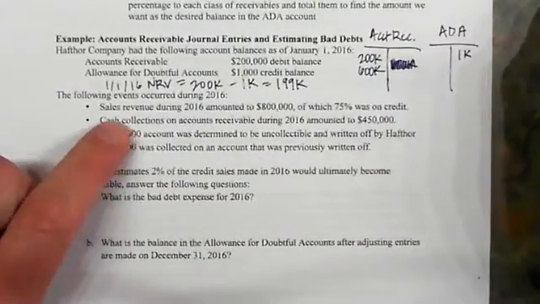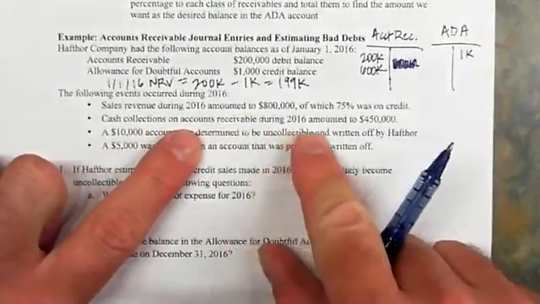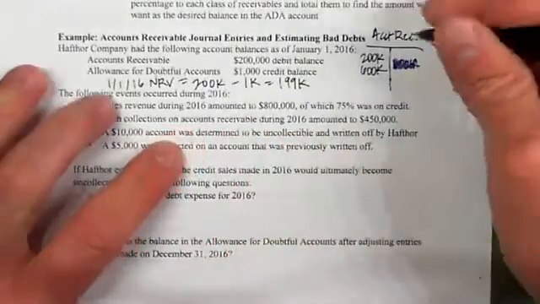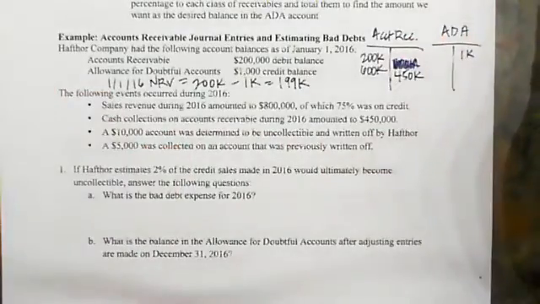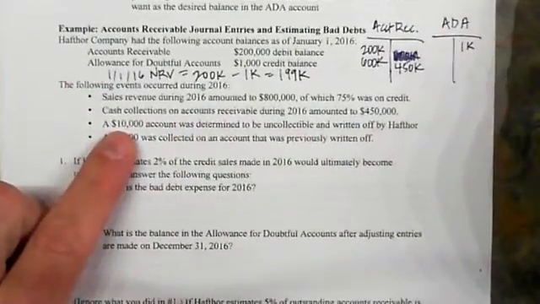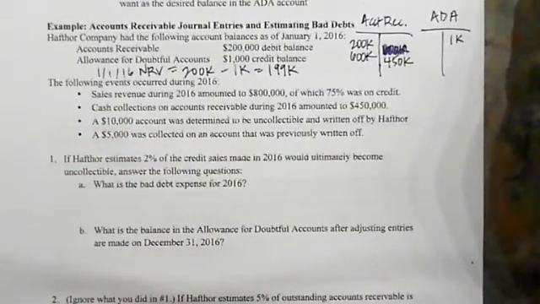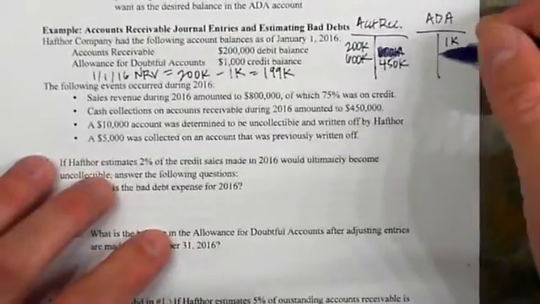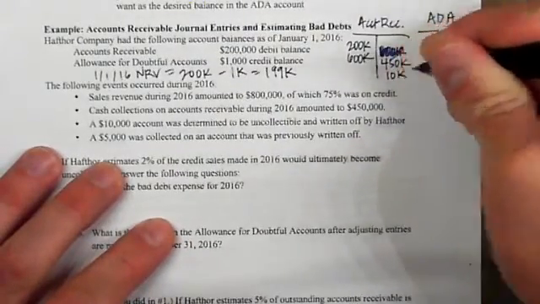Cash collections on account, that's what I get for being cocky. Cash collections on accounts receivable during 2016 amounted to $450,000. All right, well, I can credit that because I debit cash and credit the accounts receivable. A $10,000 account was determined to be uncollectible and written off by Hathor. So $10,000 were uncollectible. We established that. We would debit the ADA by $10,000 and credit accounts receivable by $10,000.